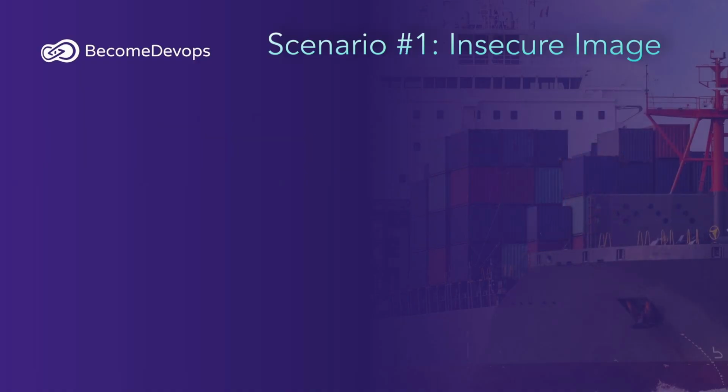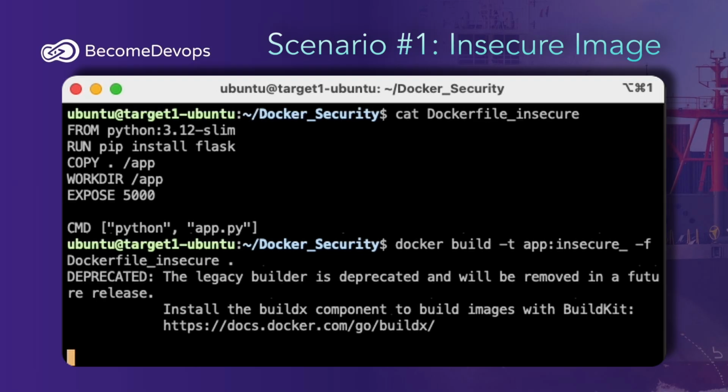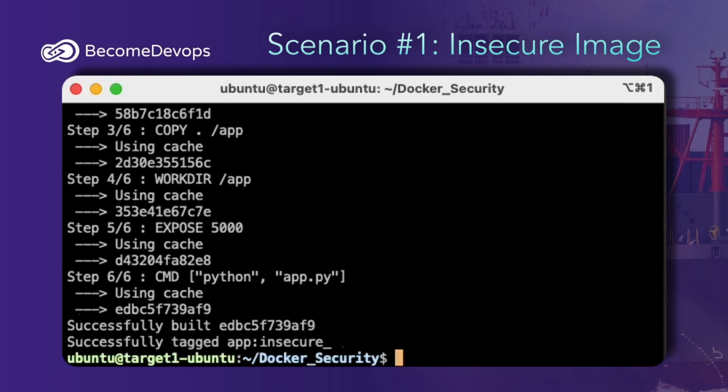Let's try to build it. This is my Dockerfile, and you can see that it's pretty standard. So we have a FROM command, we have a RUN pip install Flask, we are copying the files with the COPY command, we have a WORKDIR, we expose port 5000, which is pretty standard for a Flask application, and then we execute the application code. I will now build the image with docker build -t application app insecure -f, which is where we're going to provide our Dockerfile, and I want to build it here.